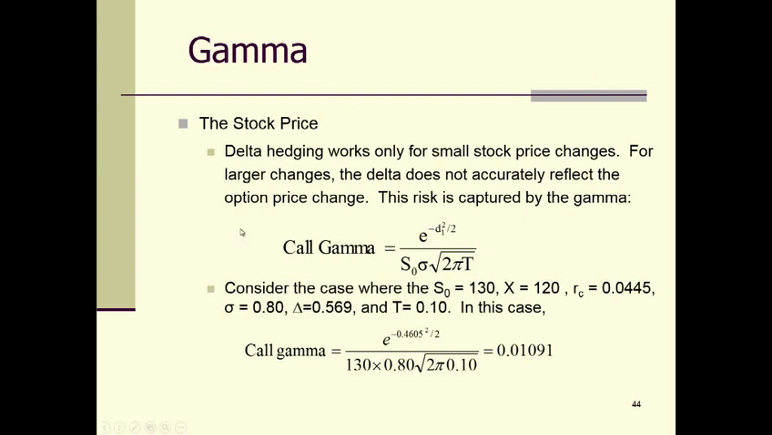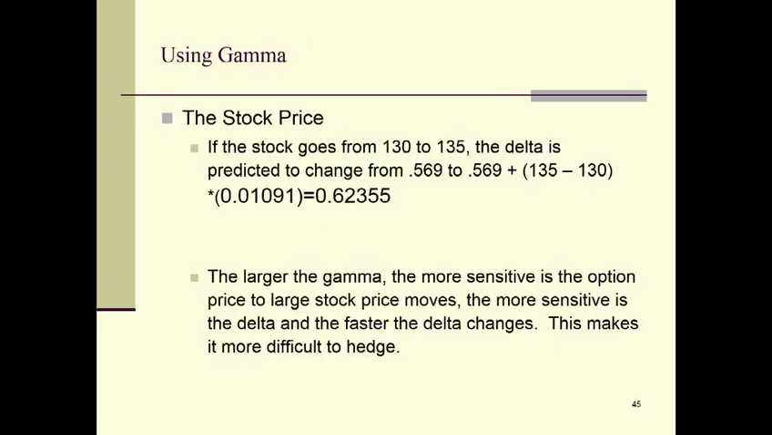So gamma measures the change in delta for a change in stock, given by this formula here. If you fit all the parameters into the formula, you get a gamma of 0.01. So how do you use 0.01? That means that if the stock price goes up by $5, your delta is going to change by 5 times 0.01. So the larger the gamma is, the more sensitive the option is to large stock price movement.